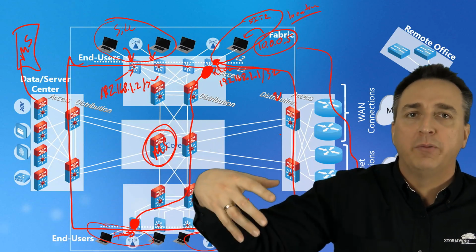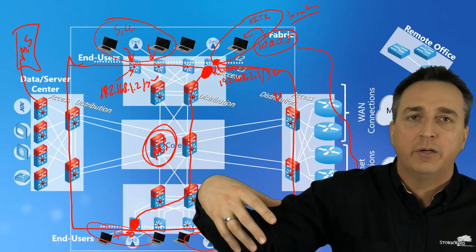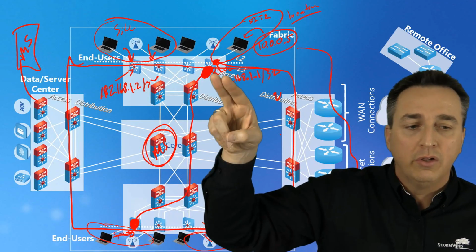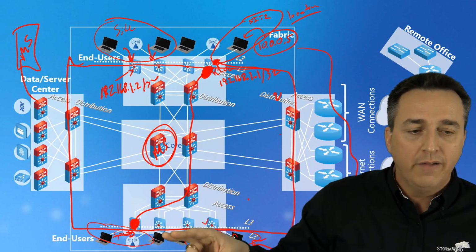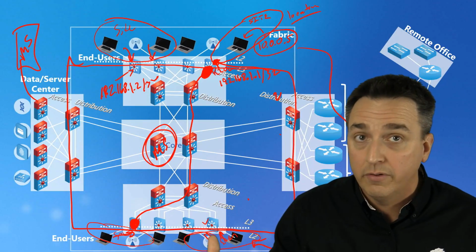OSPF cares about it. EIGRP cares about it. IS-IS cares about it. But from a LISP standpoint, I don't know. So LISP knows about this. LISP knows about that. And that. And that. LISP doesn't know about anything else.